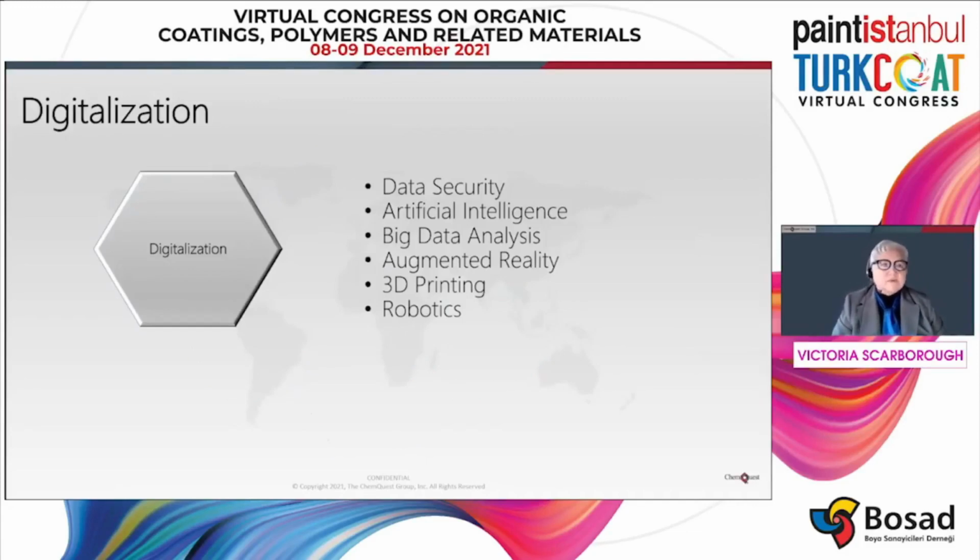Digitalization really covers a number of topics, including our data security, our artificial intelligence, the big data that we deal with every day, augmented reality, 3D printing, and robotics. These are all covered under digitalization. If we didn't have the Internet of Things and how we digitize information today, we couldn't have any of these other features or these other topics.